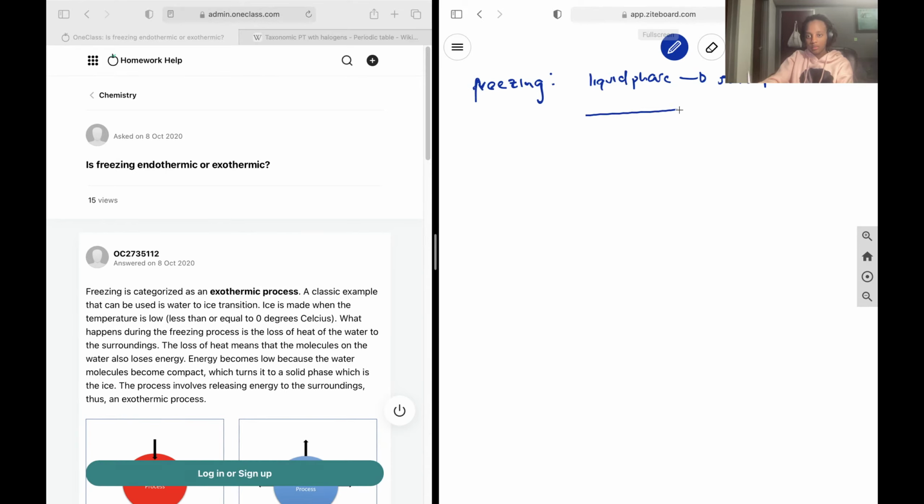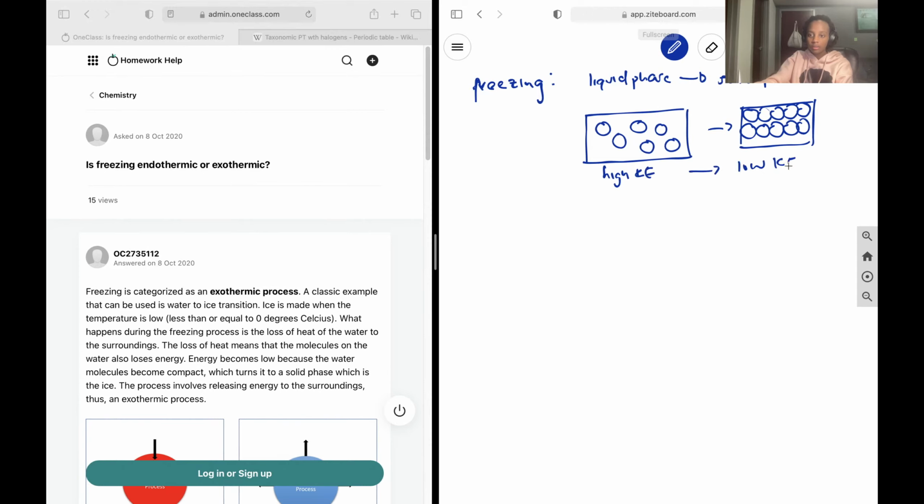And if we'd like to visualize that, we know that in the liquid phase, they're a bit further apart and have more kinetic energy and aren't as rigid. To the solid phase where they're practically fixed in position, so the kinetic energy is much lower, they're much more rigid, and so on and so forth. And so we're going from a state of high kinetic energy to low kinetic energy. And the kinetic energy that is missing can only be going in one place, and that is outside of the system itself.